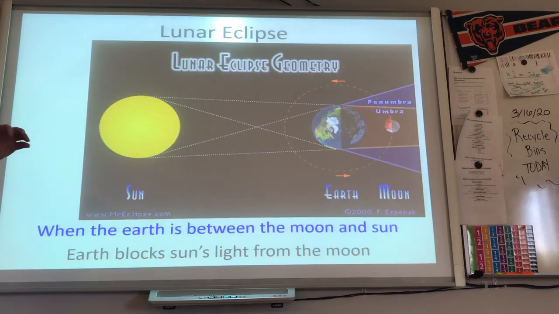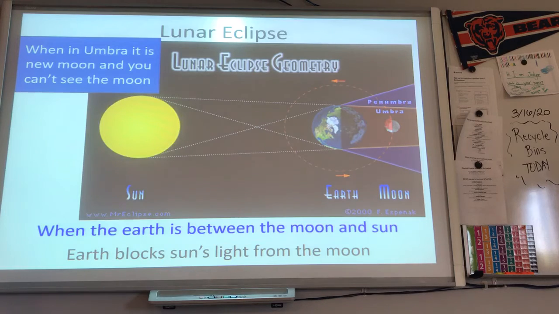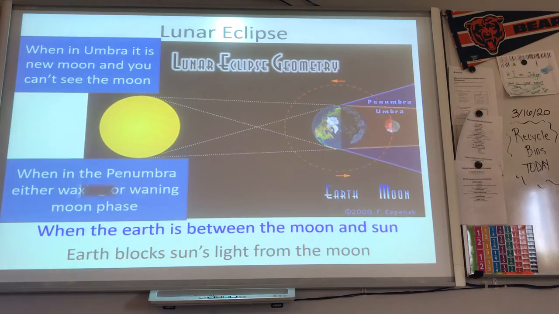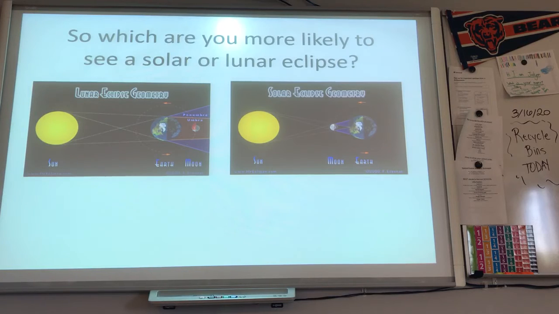It's hard to show in 2D, but in 3D it makes a little more sense. All right? When in the umbra, it is the new moon, and you can't see the moon. When in the penumbra, it's either waxing or waning moon phases. And when it's out of both, it's a full moon.